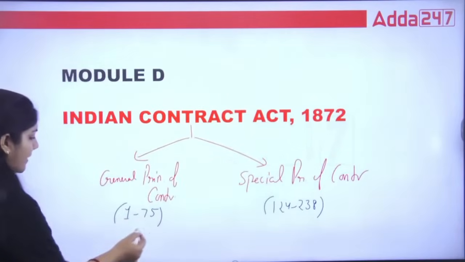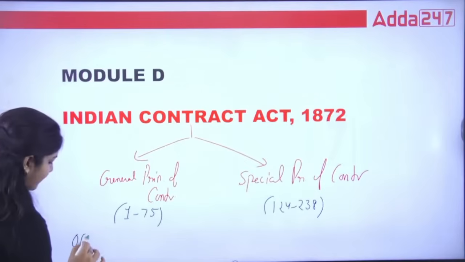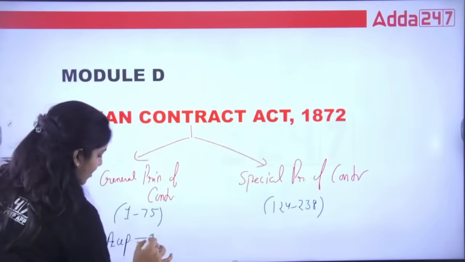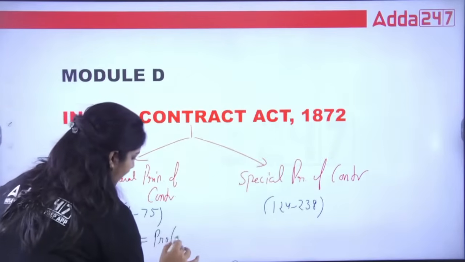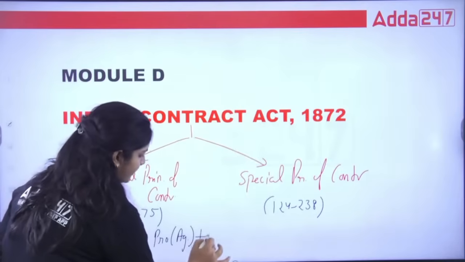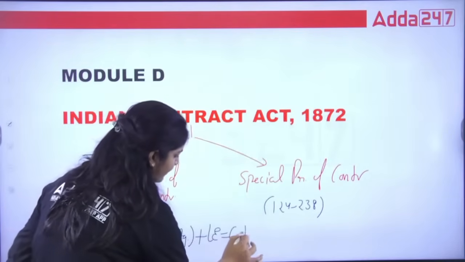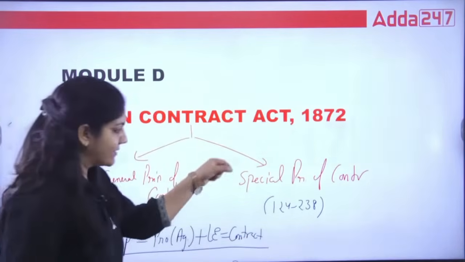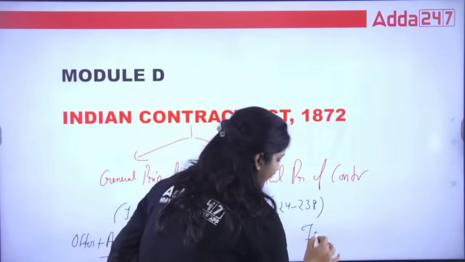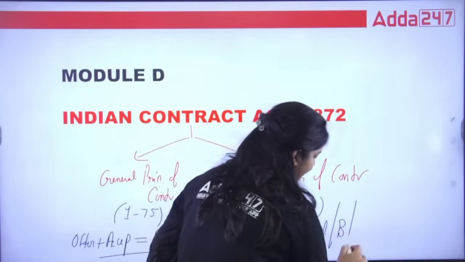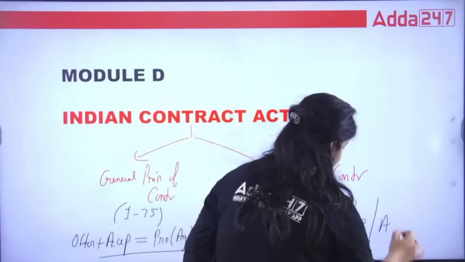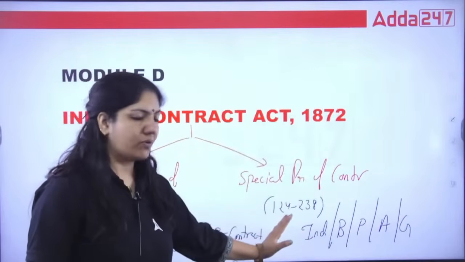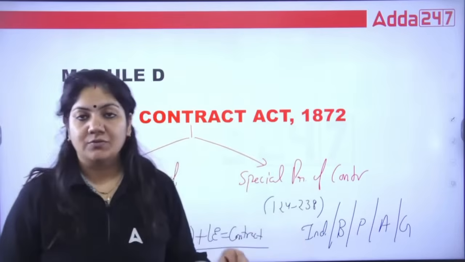Okay. So in this 1 to 75, we have just read the formula of contract. Offer plus acceptance is equal to promise. Promise in legal term is agreement, plus law enforceability is equal to contract. So this is the formula that we have read in the general principle of contract, and in the special principle of contract we have already done indemnity, bailment, pledge, agency and contract of guarantee.